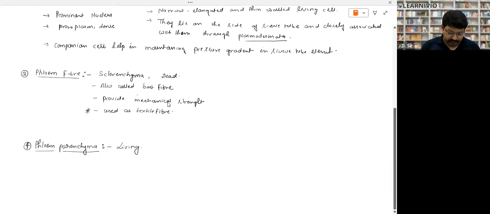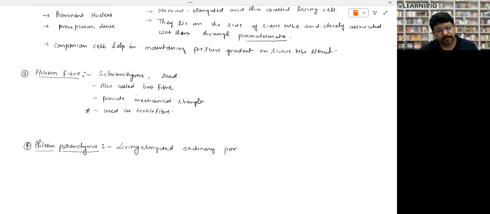Now come to the phloem parenchyma. So simple. Phloem parenchyma. They are living, elongated, ordinary parenchyma cell having protoplasm, and connected with plasmodesmata.